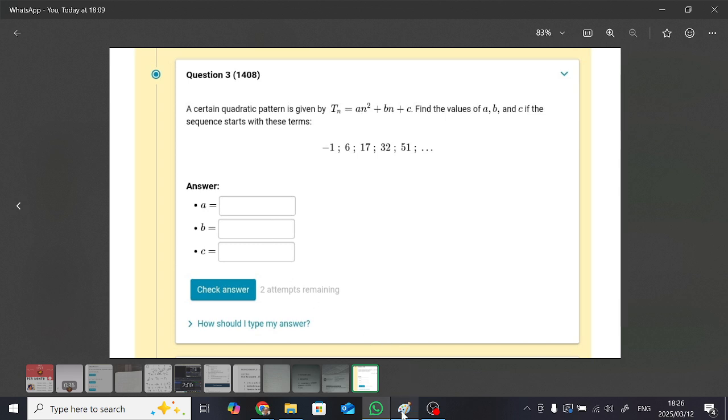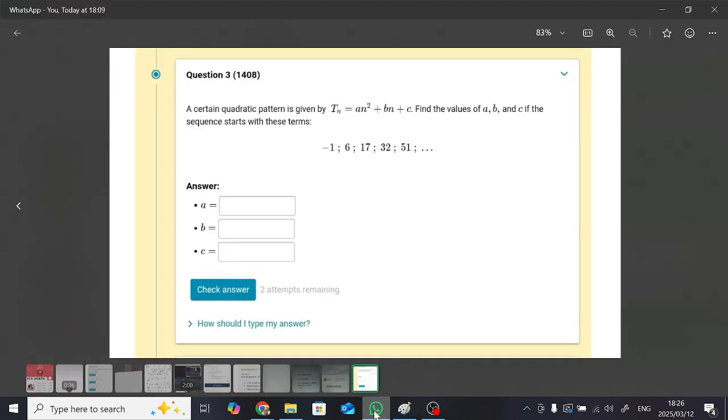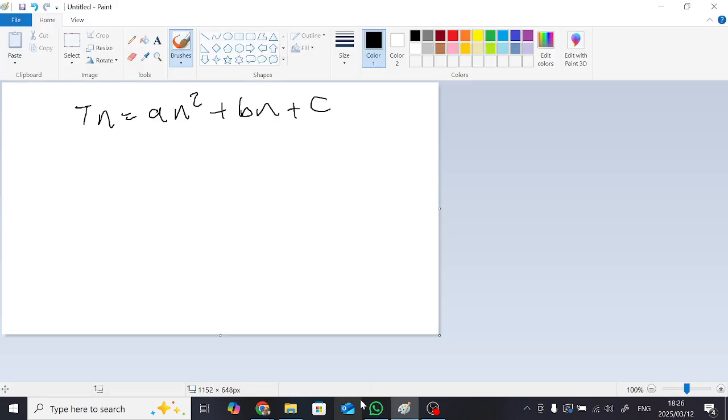Let's write down the different terms of the number pattern. That's -1, 6, 17, 32, and 51, right?